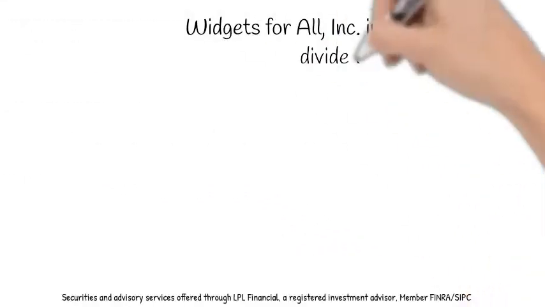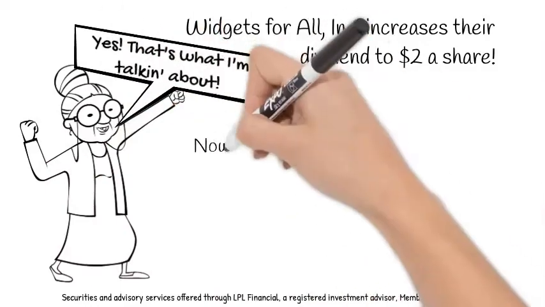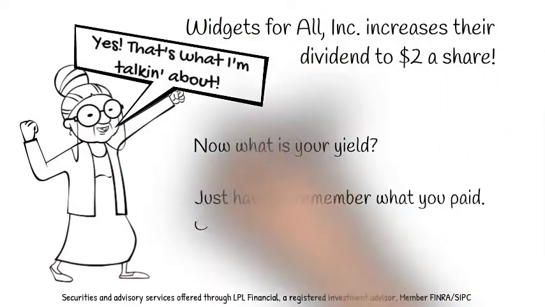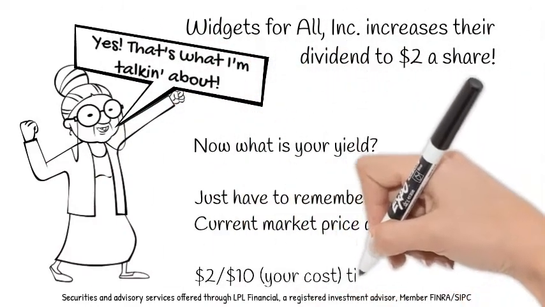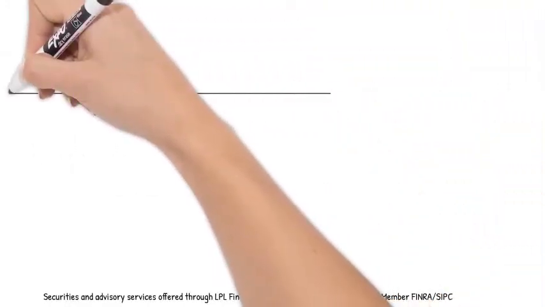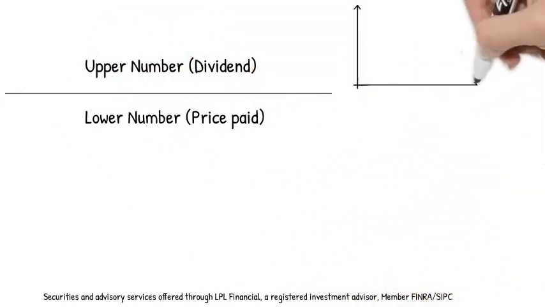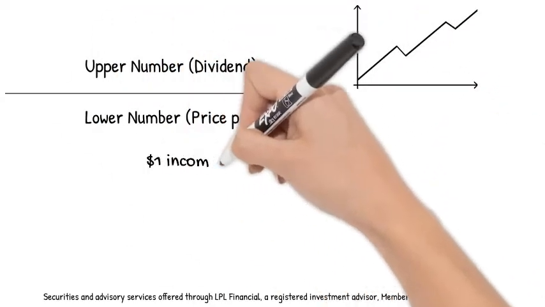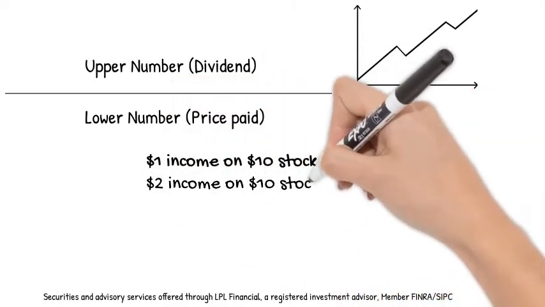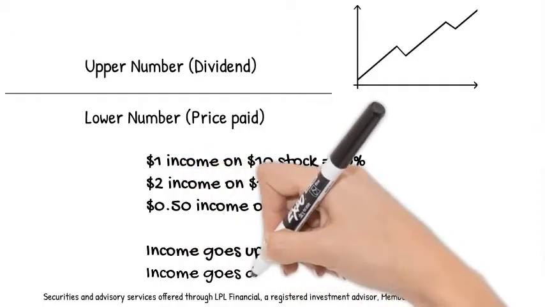Simple math can help you understand the movement of numbers. Should the amount of your income increase, since the price you paid remains the same, your yield increases. Think about the basic operations and outcomes of division. The upper number is being divided by the lower number. If all things remain the same except the dividend, then the yield should go in the same direction as the dividend income. $1 income on $10 stock is 10%. $2 income on $10 stock is 20%. 50 cents on a $10 stock is 5%. Note the yield goes up or down based on the change in the income.